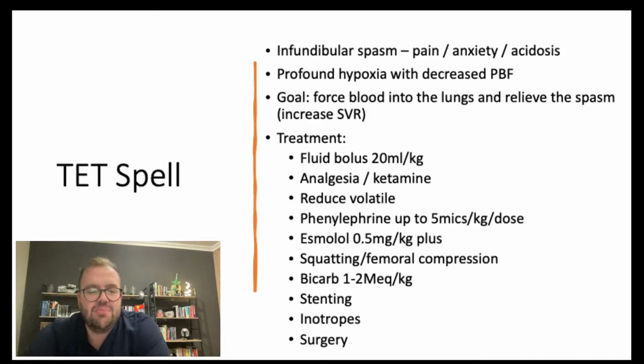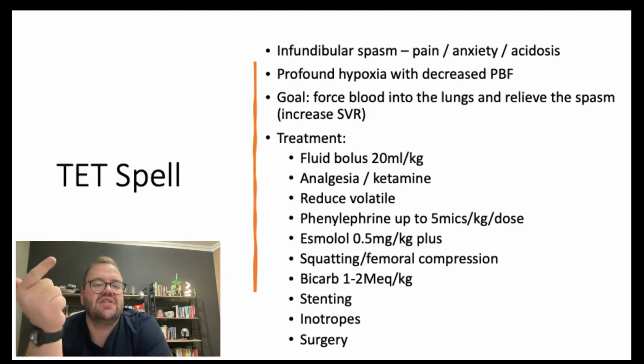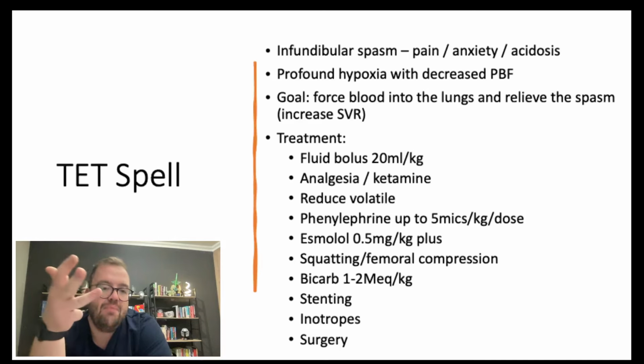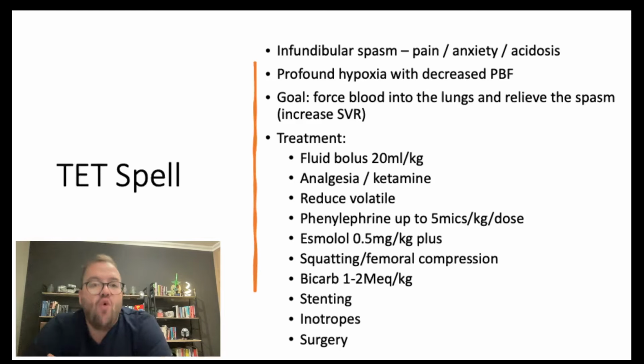What is a TET spell? It is infundibular spasm causing right ventricular outflow tract almost total obstruction, most commonly triggered by pain, acidosis, anxiety, hypothermia, and hypoxia. It causes a profound decrease in pulmonary blood flow and profound hypoxia. We need to force blood into the lungs by increasing SVR.